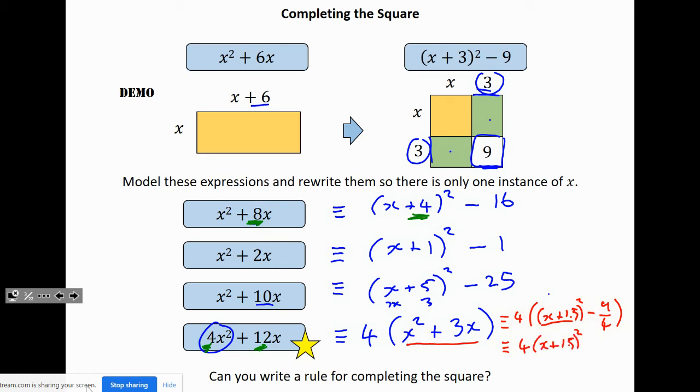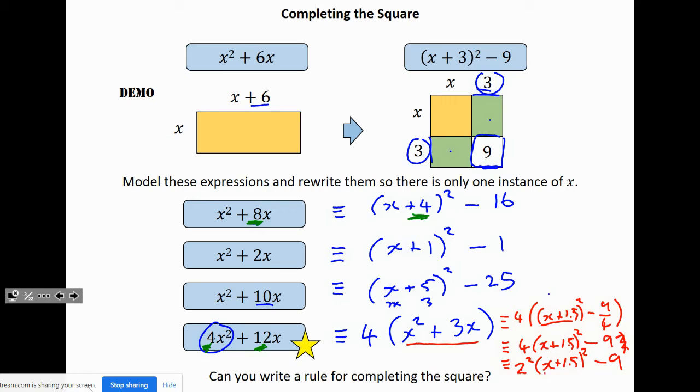And then 4 lots of negative 9 over 4, which is minus 9. And we could then put that 4 into our bracket. So 4 is 2 squared. And then you can see we have, at that point, two things multiplied together that have the same power. So we can just multiply the two together.